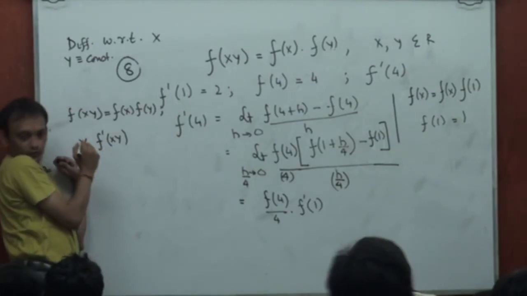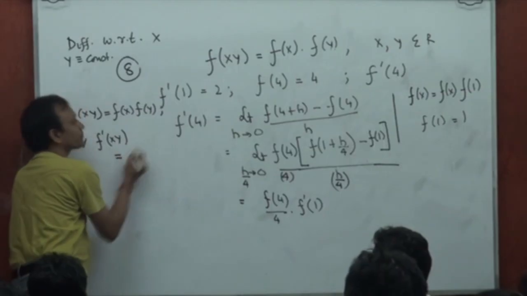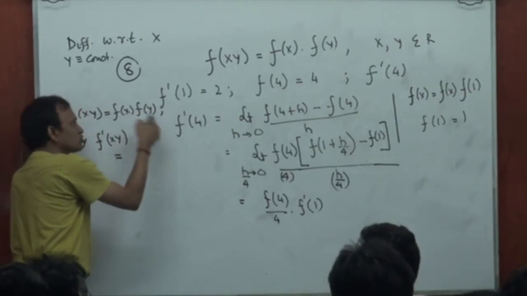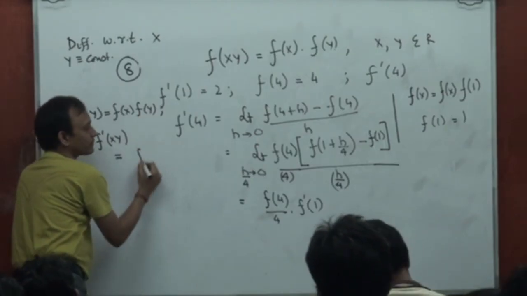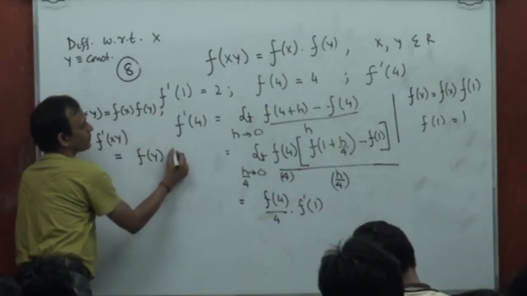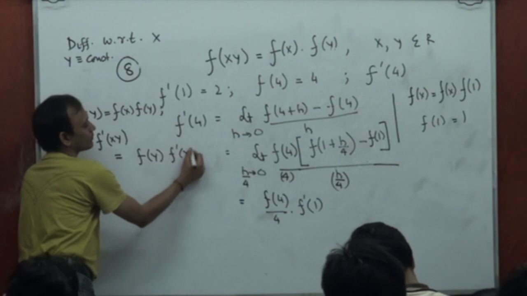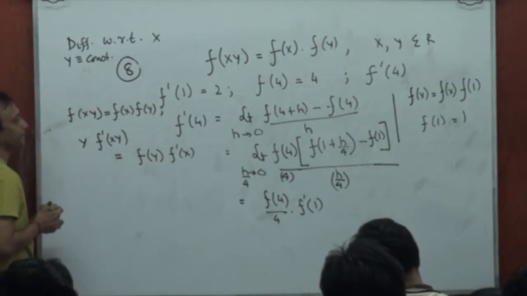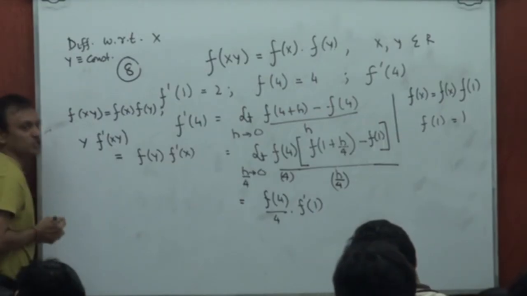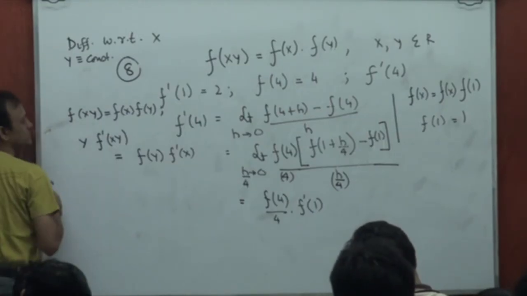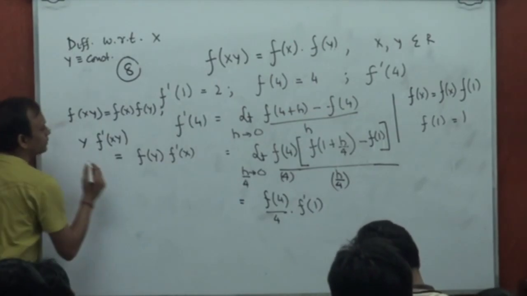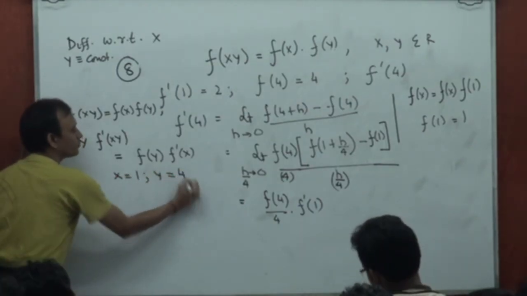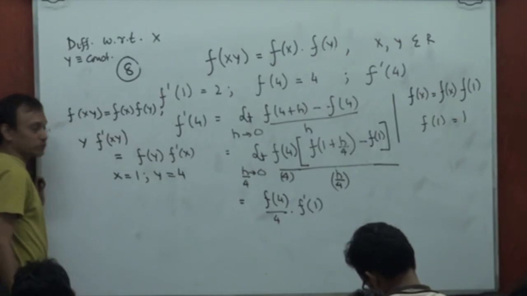Yes or no? The right hand side is imagining y to be constant, so f of y would be constant. So it's going to be f of y into f dashed x. Yes or no? Now in this, put x equal to 1 and y equal to 4 on both sides.